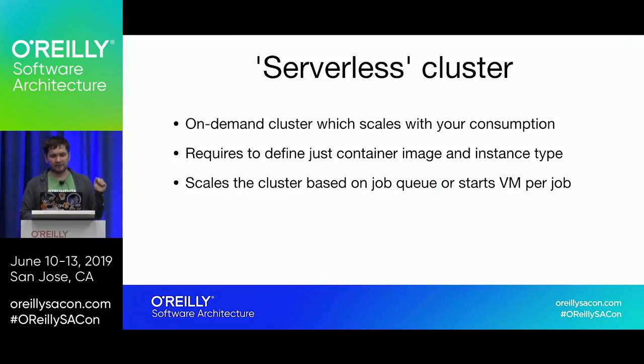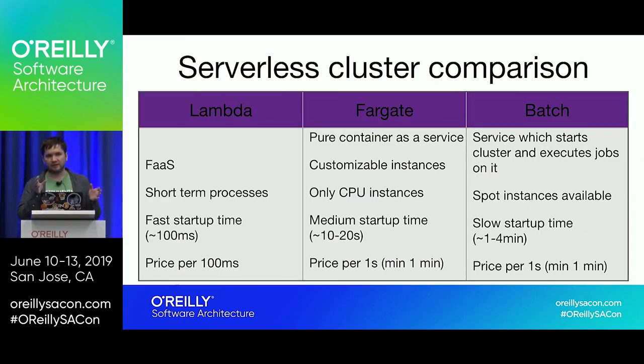The first example is AWS Batch. The second is AWS Fargate. Let's compare them with Lambda to understand how they're different. Fargate starts pretty fast, but it is limited to CPU instances, while Batch can use any instances you can get on AWS. The problem, though, is that it starts pretty slow, but it can utilize spot instances, meaning you can have very cheap instances.